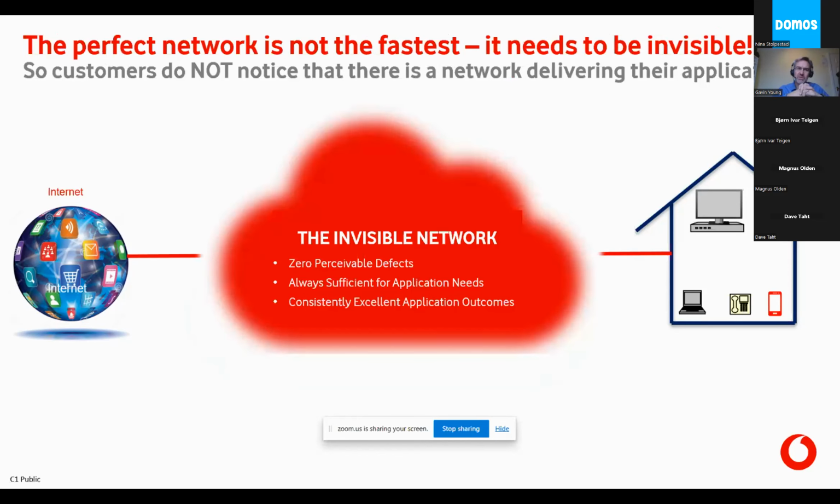And I think what we need to try and do is not deploy the fastest network, but to actually have aspirations to make that network invisible to customers, so that the customer doesn't detect that there's a network between their smartphone, their smart TV, their laptop, and the application or the content server that they're trying to access. And if that network can give the impression of not being there, so that it always provides the right resources to give sufficient outcome for excellent application outcomes every time they use it, no matter what time of day, then at that point maybe we can say we've done our job and the network truly is invisible to the customer.